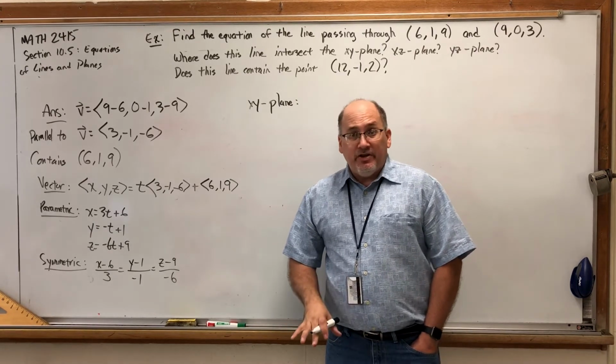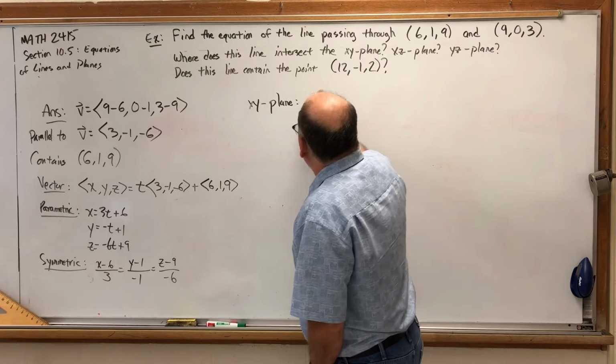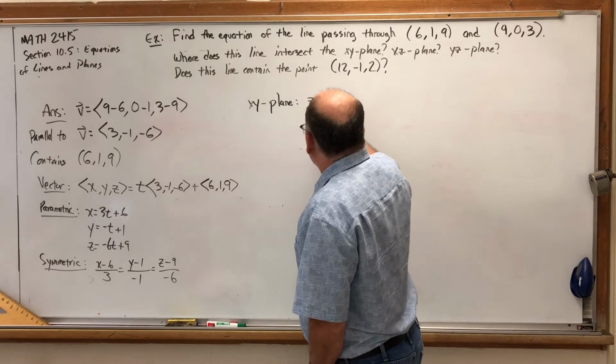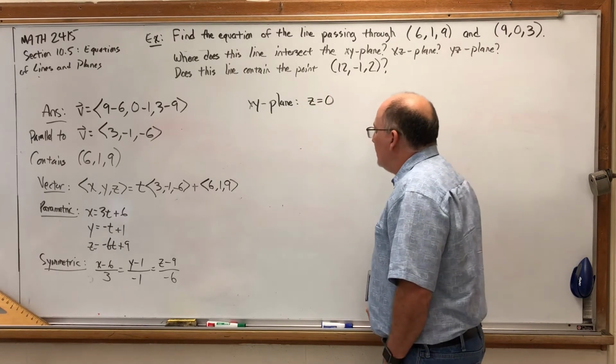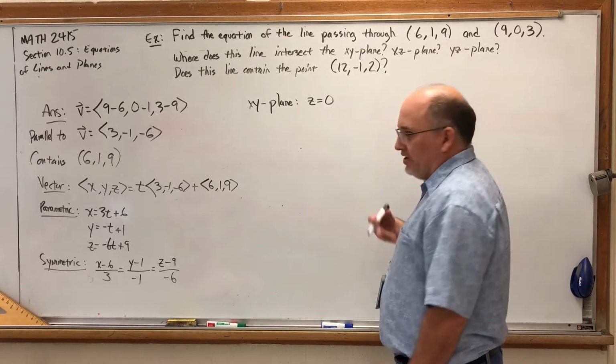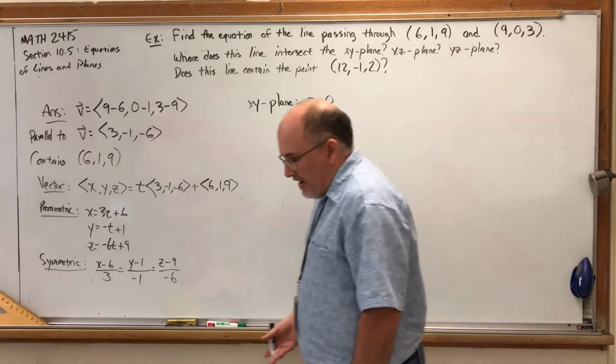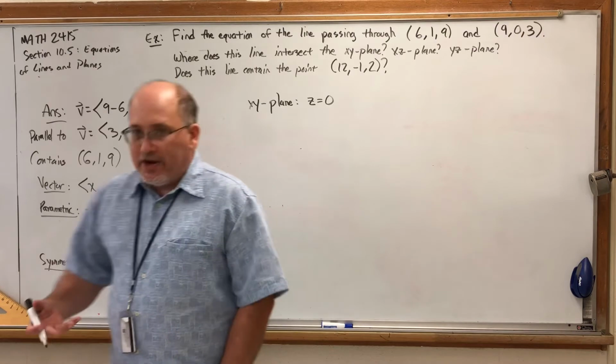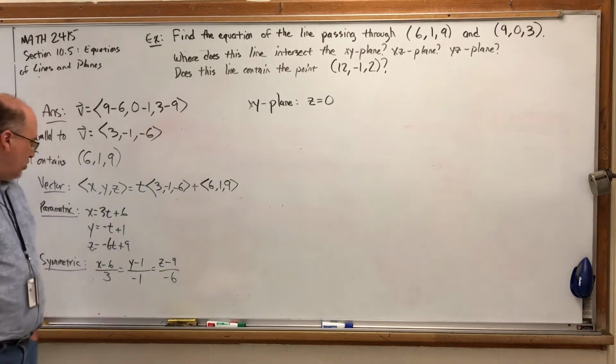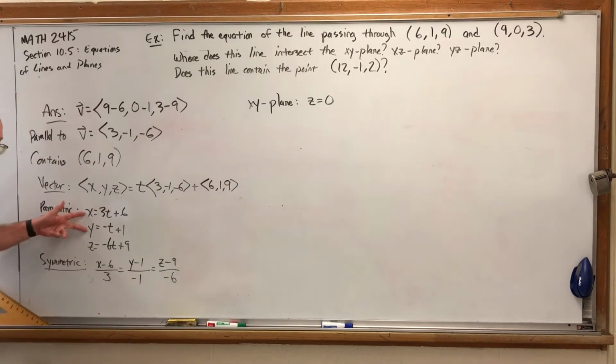Z must be 0. Being on the xy plane implies that z equals 0. But how can we use that to actually locate the point? Well, let's think about it. We need to find the x and the y coordinates. And what do we know about the x and the y coordinates? Well, they're equal to this. But I can't figure out what these are unless I know what t equals.